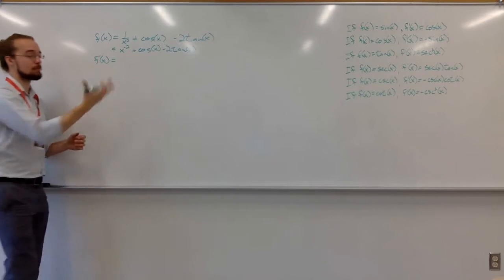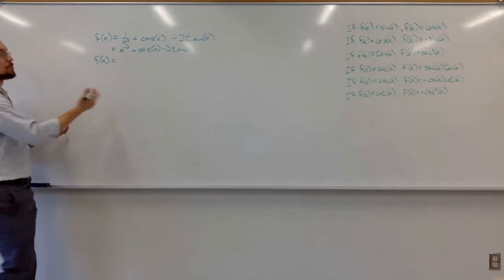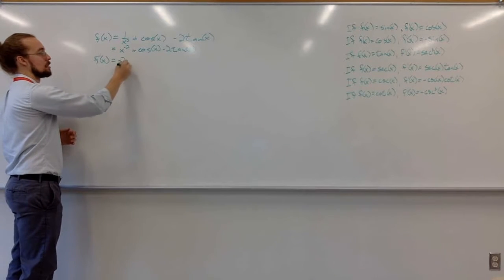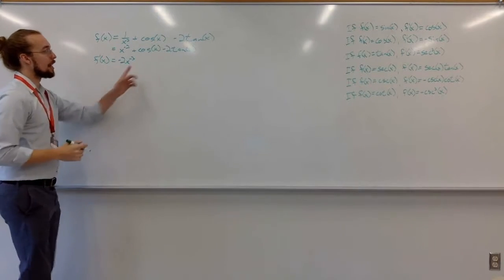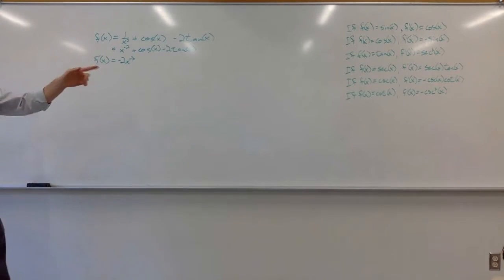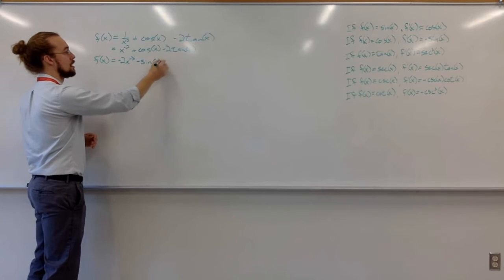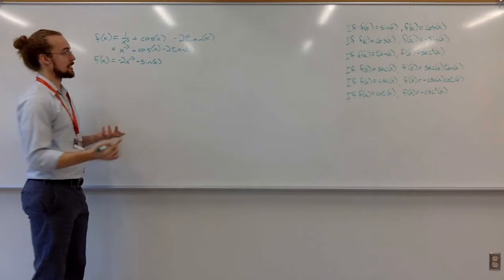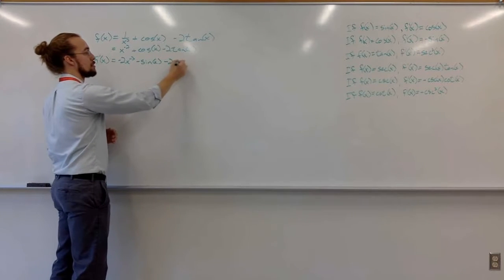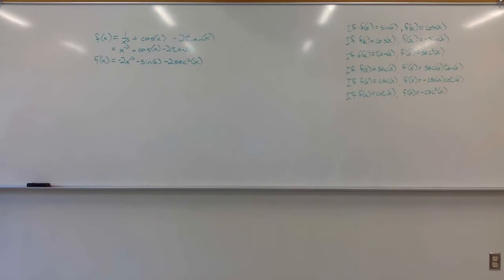Now, since I'm adding and subtracting everything here, I'm just taking the derivative of each individual piece. There's no product rule, no quotient rule, nothing like that. So for this first piece, I'm just using the power rule. And for my trig functions, I'm using the derivatives that we just found. The derivative of cosine is negative sine. The derivative of tangent is secant squared, so this would just be minus 2 secant squared.